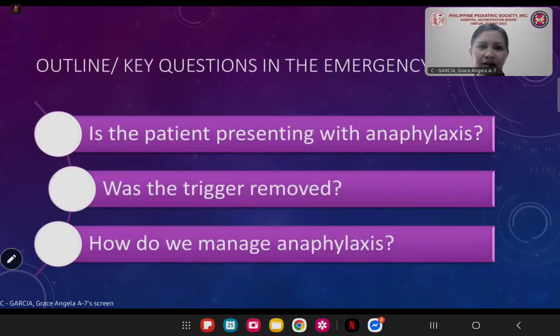So these are the outlines or the key questions when you encounter a patient who is probably having an anaphylaxis. Is the patient presenting with anaphylaxis? Was the trigger removed? And how do we manage anaphylaxis?